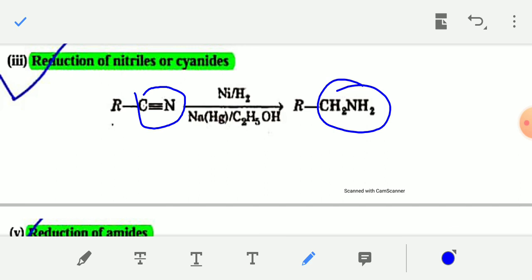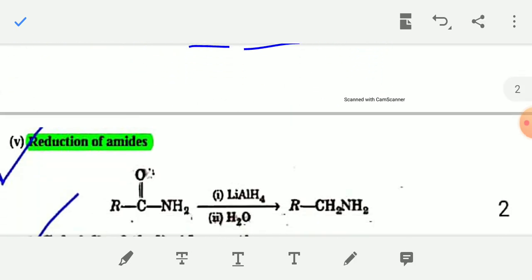In this reaction, you can use reducing agent such as nickel and hydrogen or sodium amalgam in ethanol. Any one reducing agent you can use. So by reduction of alkyl cyanide, you can get primary amine RCH2NH2. The CN group, cyano group, is converted into CH2NH2 group, and the reducing agents are nickel and hydrogen or sodium amalgam in ethanol.